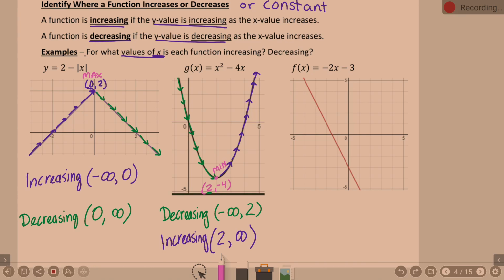And I will say, what's the thing you guys are going to miss on quizzes and tests the most this unit? That's going to be one of the things, because it's so tempting to put them in terms of y values and things like that.